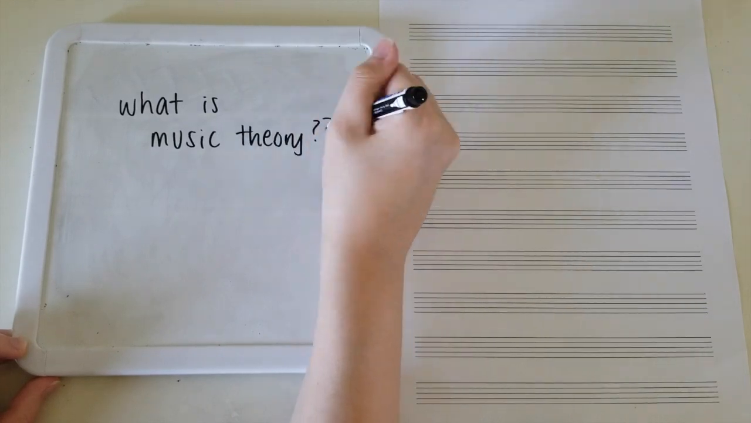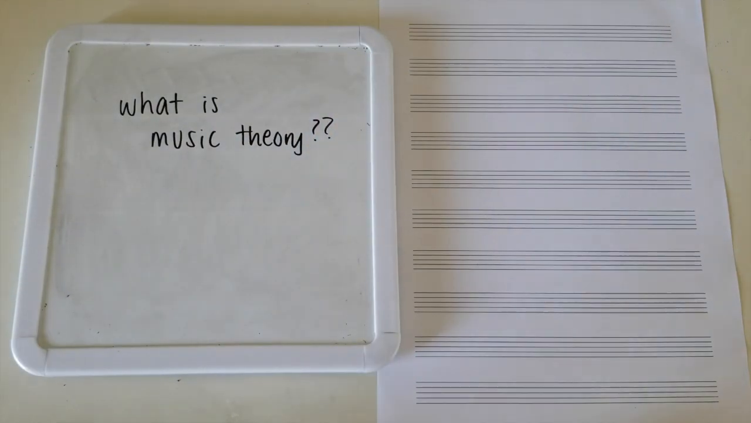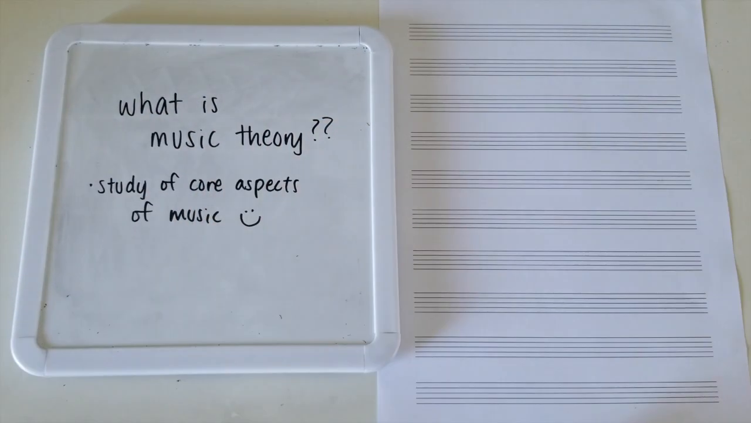First off, what is music theory? Basically, it's the study of the core aspects of music, providing us with skills to read and write music. Music theory is extremely important for developing musicians, so we're going to have many upcoming videos to lead you through numerous concepts. Today, we're going to focus on an essential part of musical notation, which is time signatures.